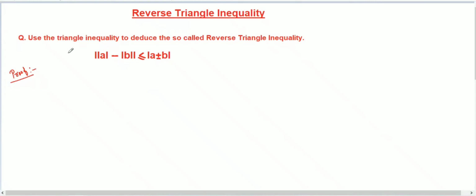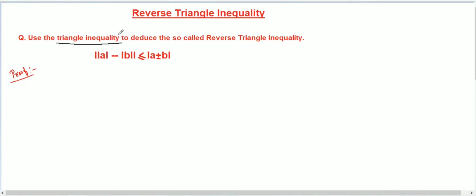In this video, I'm going to explain the proof of the reverse triangle inequality. So here is the question: use the triangle inequality to deduce the so-called reverse triangle inequality. So clearly in this question, we will use the triangle inequality and we will prove the reverse triangle inequality. So please understand first the triangle inequality.